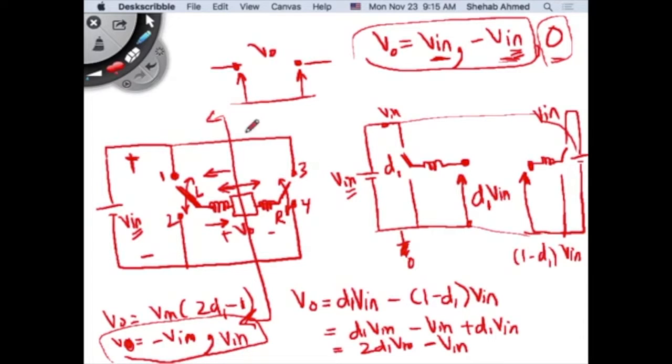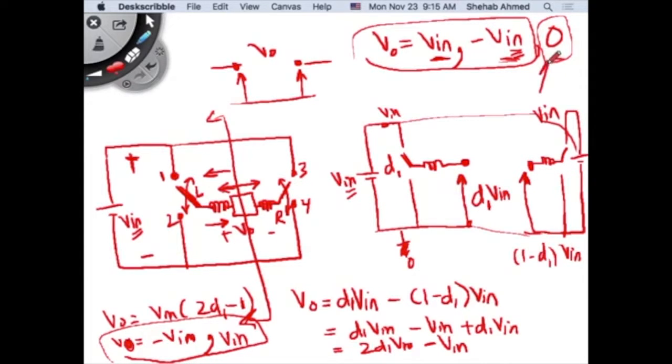So this is called the full bridge converter. The range of output voltage for the full bridge inverter is minus V input to V input, right? That's because I chose these to be complementary, right?